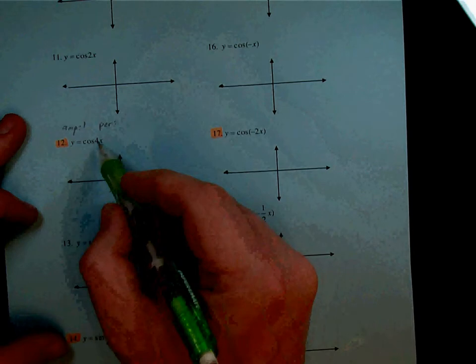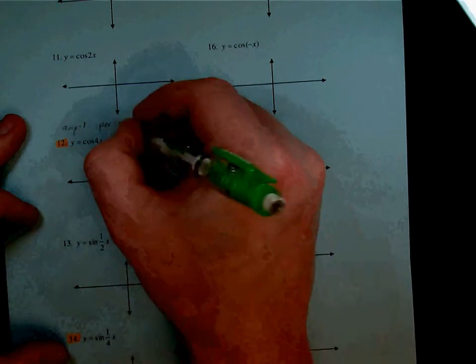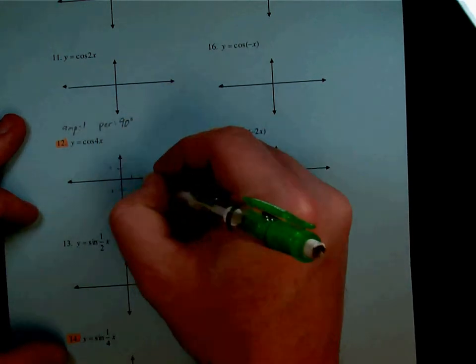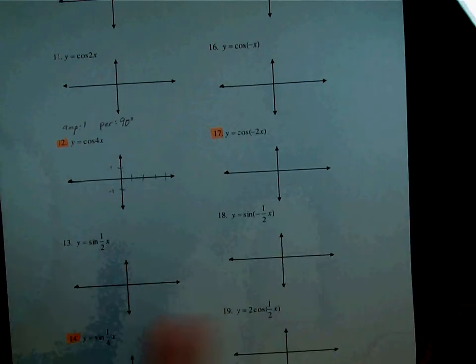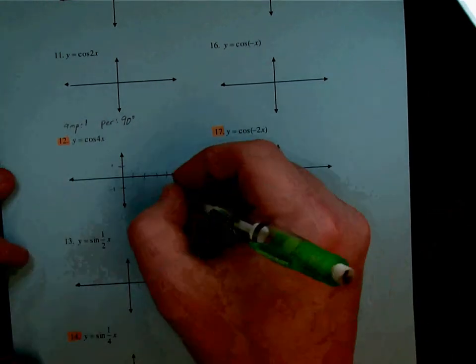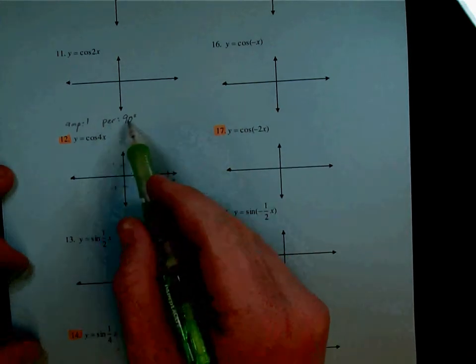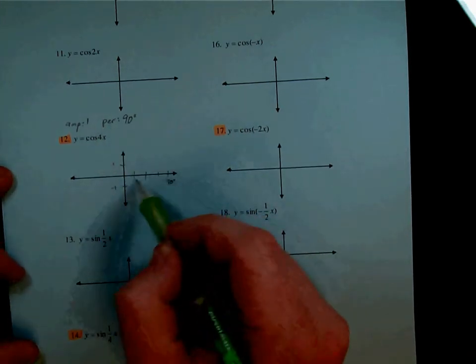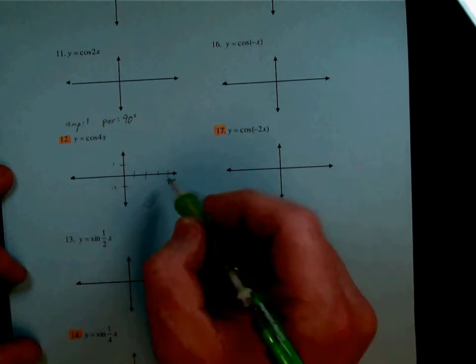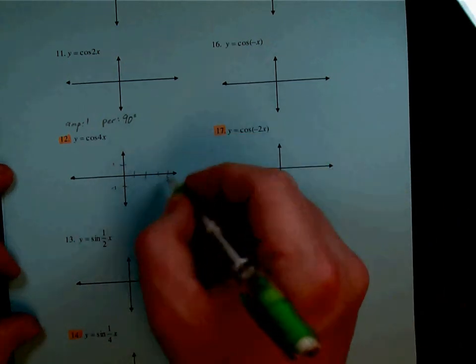So the B value is 4, so we have to take 360 divided by 4, that's 90 degrees. Still going to make my 4 hash marks, and I'm going to kind of spread them out now instead of trying to fit them in a small area. So I complete the full period at 90 degrees. So my last hash mark, that 4th one after my origin, is 90. So then I have to work back and cut that in half.